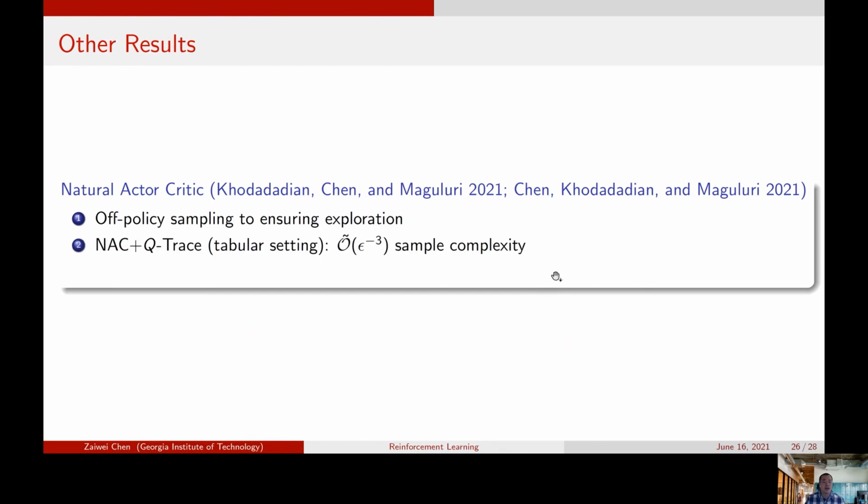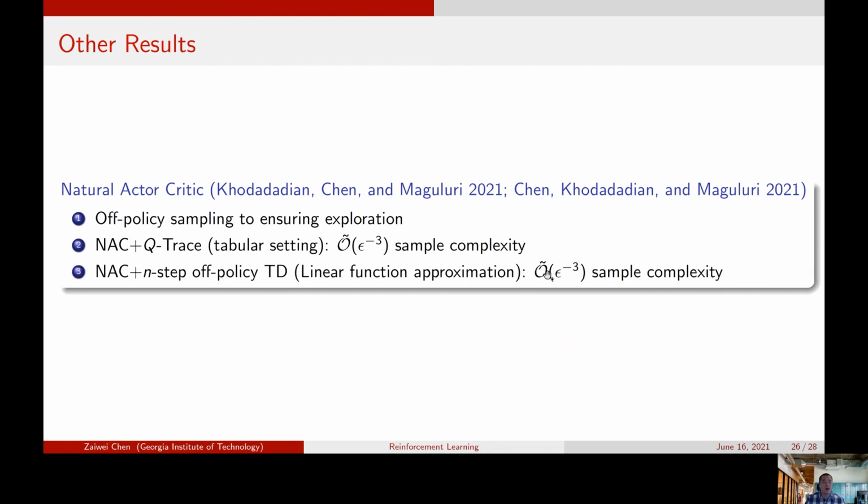So by using off-policy sampling in the critic, in the tabular setting, we show that natural actor-critic plus Q-trace gives us epsilon to the power minus 3 sample complexity. This is the state-of-the-art result in the literature. In the function approximation setting, we show that natural actor-critic with n-step off-policy TD learning with linear function approximation gives epsilon to the power minus 3 sample complexity too. This is also a state-of-the-art result in the literature.